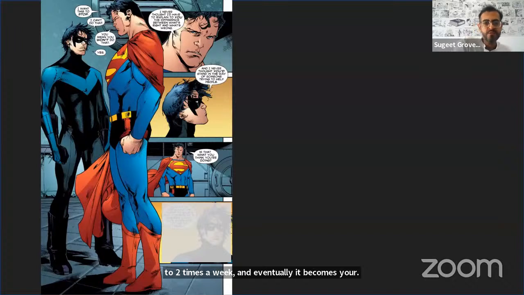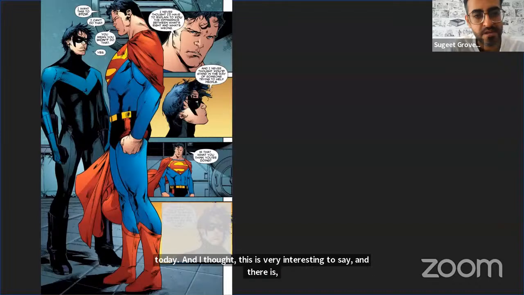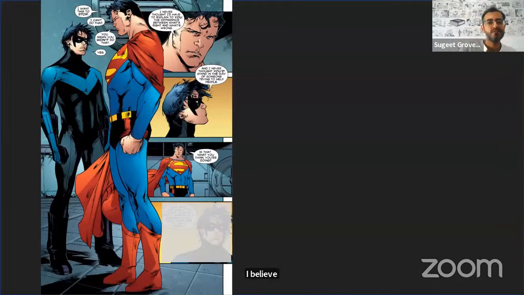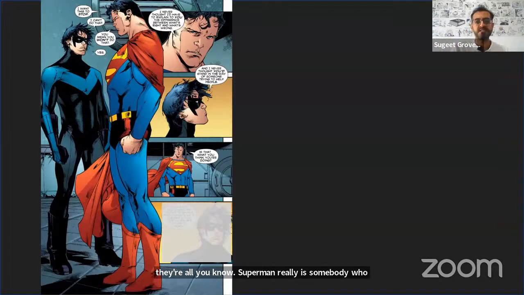And I think I'll end with this. I just saw this today, and I thought this was very interesting. There is, I believe, Darkwing or Nightwing talking to Superman. Superman really is somebody who represents the bigger ideas. Global warming is taking place and climate change is taking place, and what will we normal people do? And Superman is saying, oh, I have to save the world.